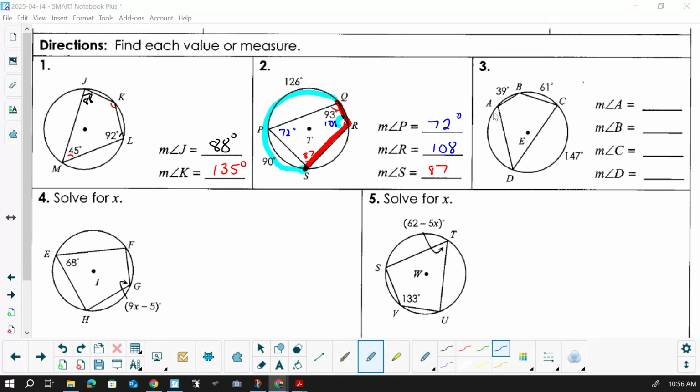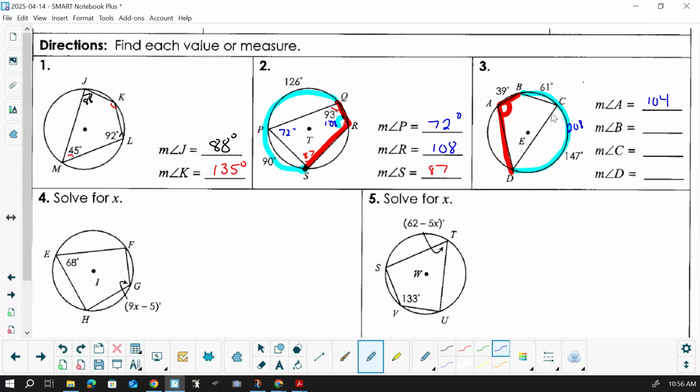Angle A. Okay, let's think about where it's at. Angle A is right here. There's angle A. Its arc would be starting here and going all the way around to there. So you'd add those two together, 61 plus 147 is 208. 208 is the whole blue part, so this would be half of it, 104.